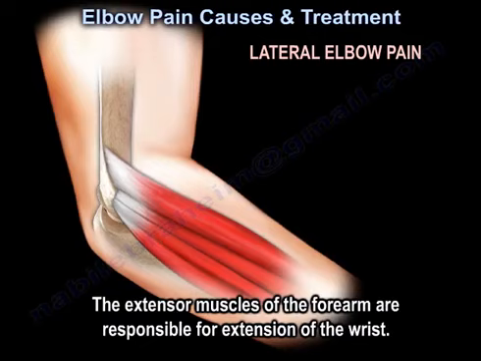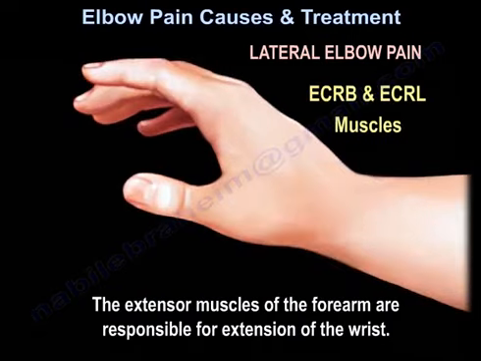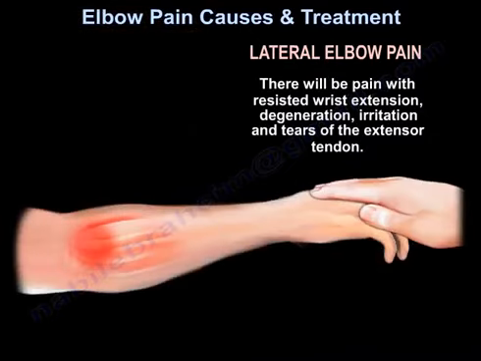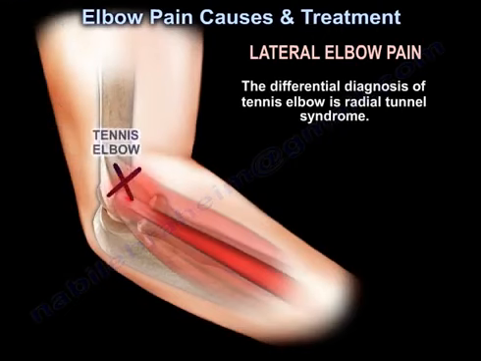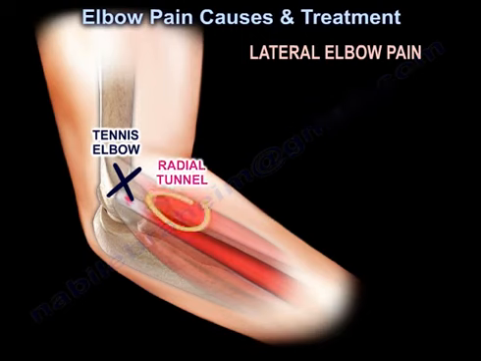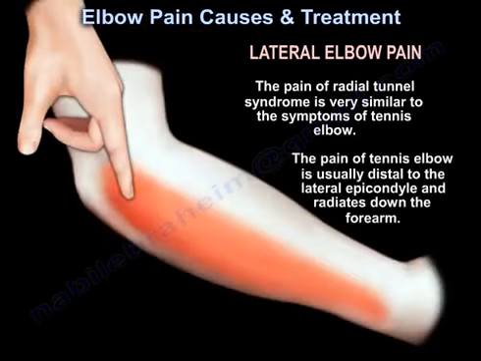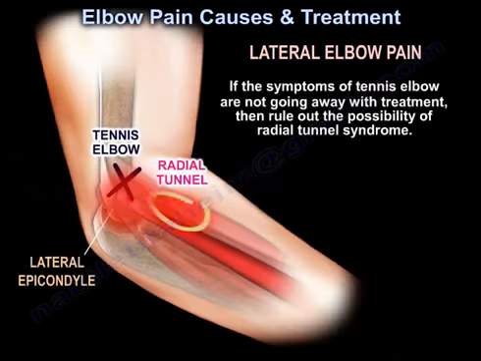The extensor muscles of the forearm are responsible for extension of the wrist. There will be pain with resisted wrist extension, degeneration, irritation, and tears of the extensor tendon. The differential diagnosis is radial tunnel syndrome. The pain of radial tunnel syndrome is very similar to the symptoms of tennis elbow. The pain is usually distal to the lateral epicondyle and radiates down the forearm. If the symptoms of tennis elbow are not going away with treatment, rule out the possibility of radial tunnel syndrome.